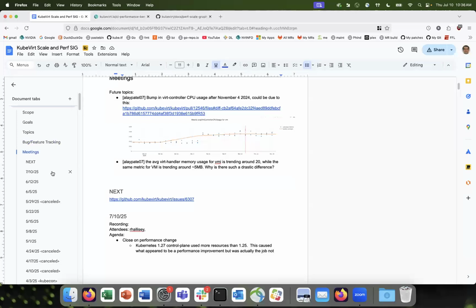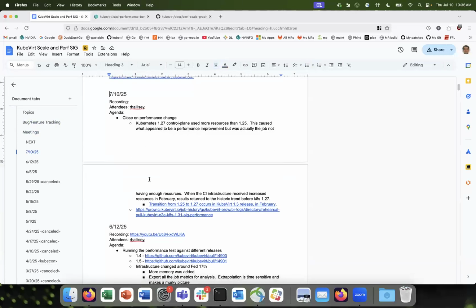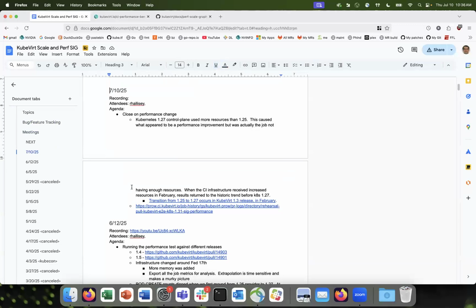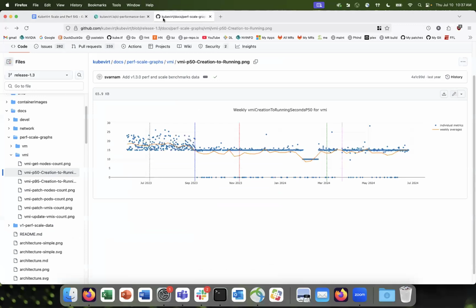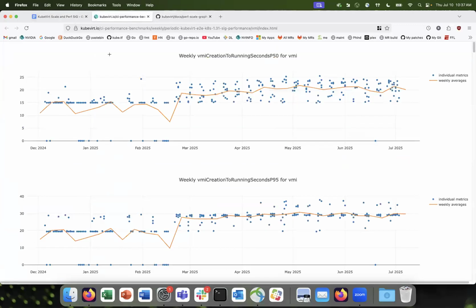What do you guys think? I mean, that's kind of my conclusion. I think that seems to fit what we've been seeing. We haven't been able to locate a PR that caused this, and it seems to have exactly to do with when the CI infrastructure received increased resources. Yeah, back here in February. I think this makes sense to me.